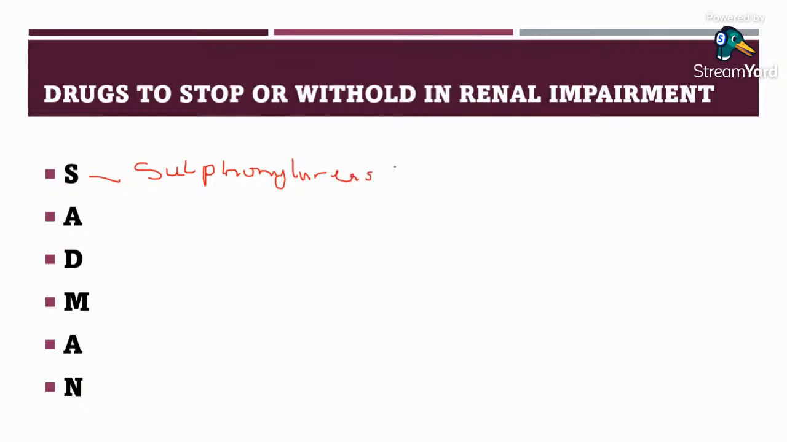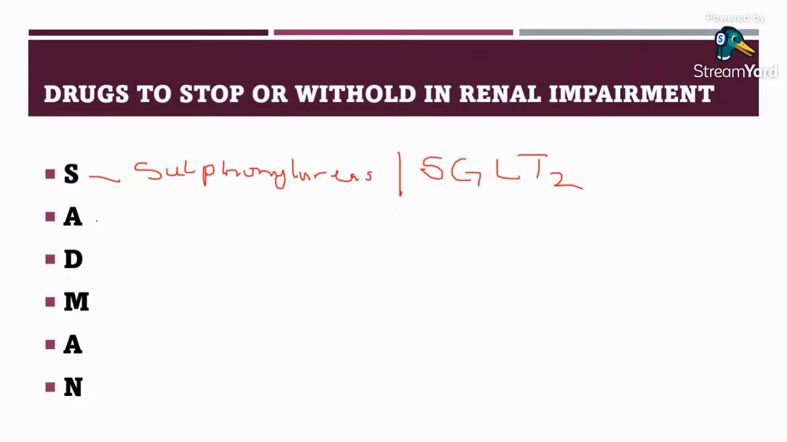Sulfonylureas or SGLT2 inhibitors, which are your dapagliflozin, empagliflozin, and so on and so forth. So the first one is sulfonylureas or SGLT2 inhibitors. These drugs should be considered for withholding or stopping in renal impairment.